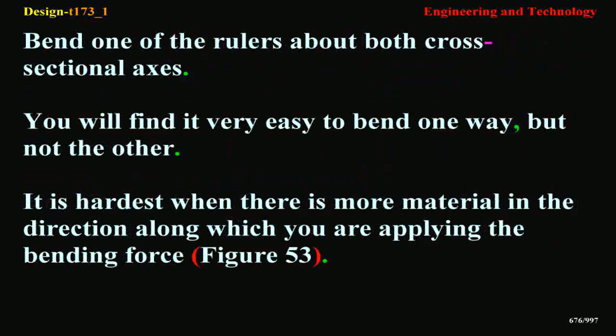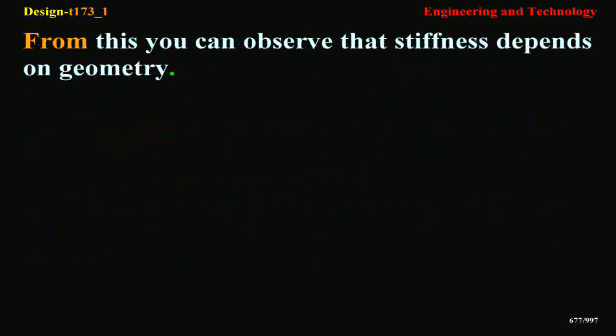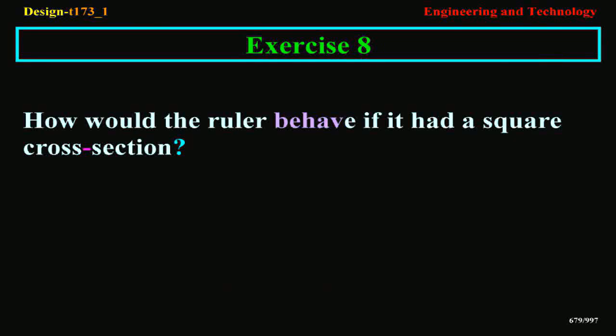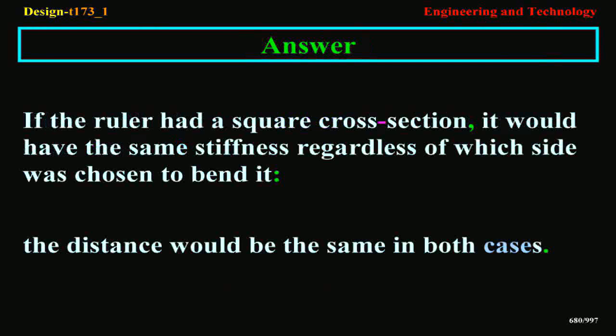Bend one of the rulers about both cross-sectional axes. You will find it very easy to bend one way, but not the other. It is hardest when there is more material in the direction along which you are applying the bending force. Figure 53. From this you can observe that stiffness depends on geometry. Figure 53, bending rulers. Exercise 8. How would the ruler behave if it had a square cross-section? Answer. If the ruler had a square cross-section, it would have the same stiffness regardless of which side was chosen to bend it. The distance would be the same in both cases.